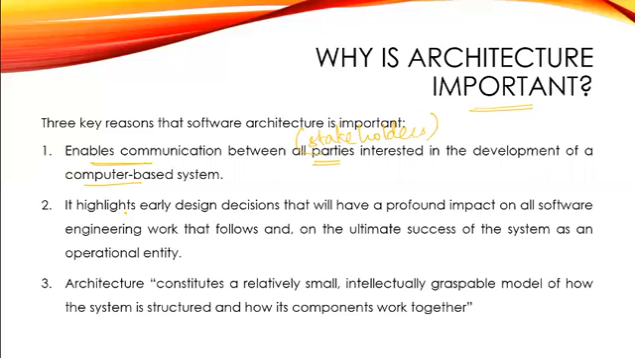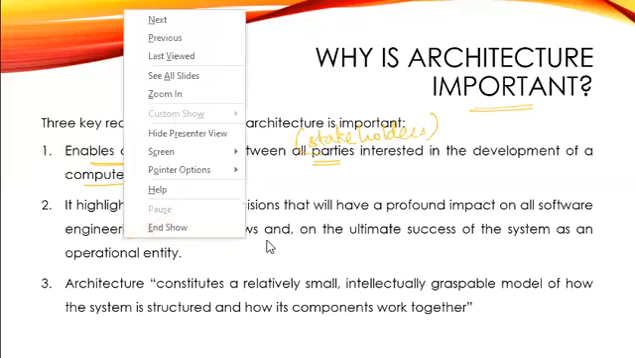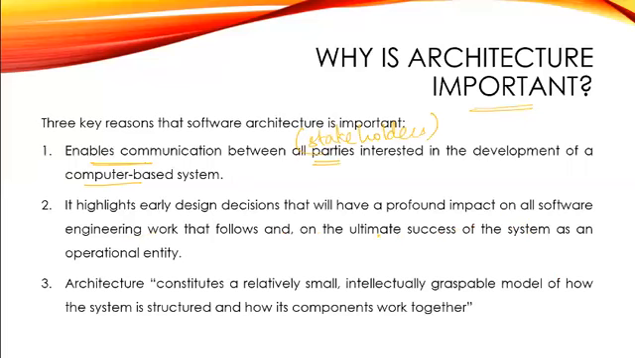Then the next one is it highlights early design decisions that will have a profound impact on software engineering work, that flow, and ultimate success of the system as an operational entity. So as you're making an architecture, it is going to tell you whether the design that you're following is going to be successful or not, whether it is going to embed all the different requirements of the end user or not. You'll get to know whether the different requirements are there or not, or whether they are fully functional or not, when you make an architecture design.